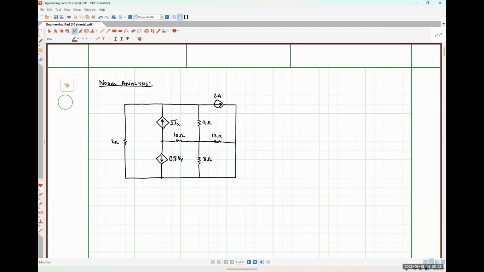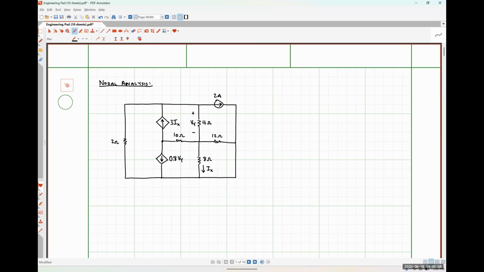Before I get started, I do need to define what my controlling variables are. So let's say that the current flowing down through this 8 ohm resistor is Ix. Since it's controlling that current source, I definitely don't want to combine it with anything else. And I'm going to say that the voltage drop across this 4 ohm resistor is going to be my controlling variable Vy. Okay.